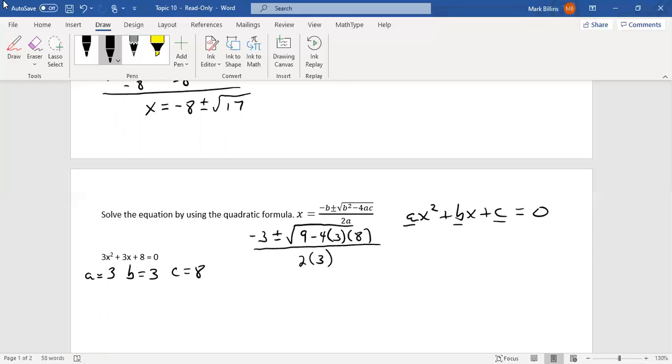Okay, so now let's simplify. Negative 3 plus or minus the square root of 9. And we have negative 4 times 3, which is negative 12, times positive 8 is negative 96. And that's all over 2 times 3, which is 6. So now we're going to take 9 minus 96, and that gives us a negative 87. So we'd have negative 3 plus or minus the square root of negative 87 all over 6.